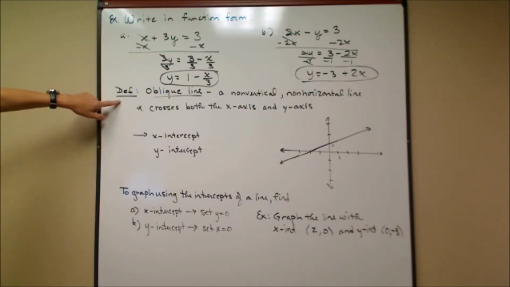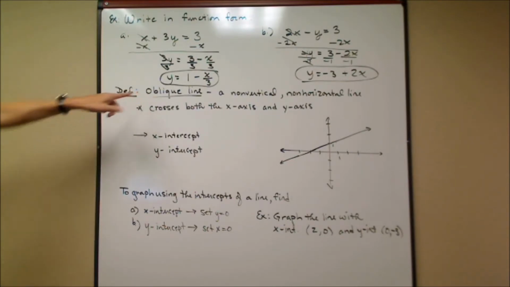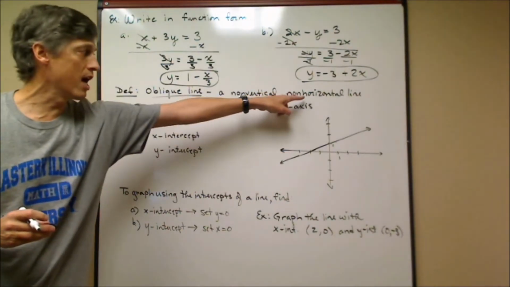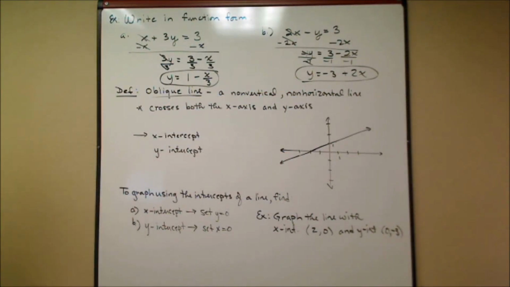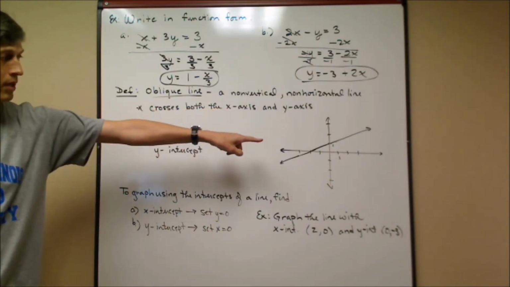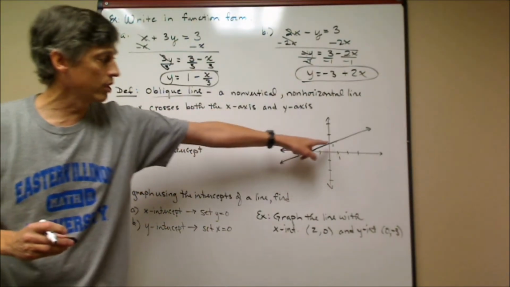All right, next, an oblique line. Horizontal lines, vertical lines are not considered oblique. An oblique line is one that's more like the example that I have graphed here. It's non-vertical, it's non-horizontal. It's typically slanted and goes up and to the right or it goes up and to the left. But all oblique lines will cross both the x and the y-axis. You can see the example here. It crosses the x-axis here, it crosses the y-axis here.